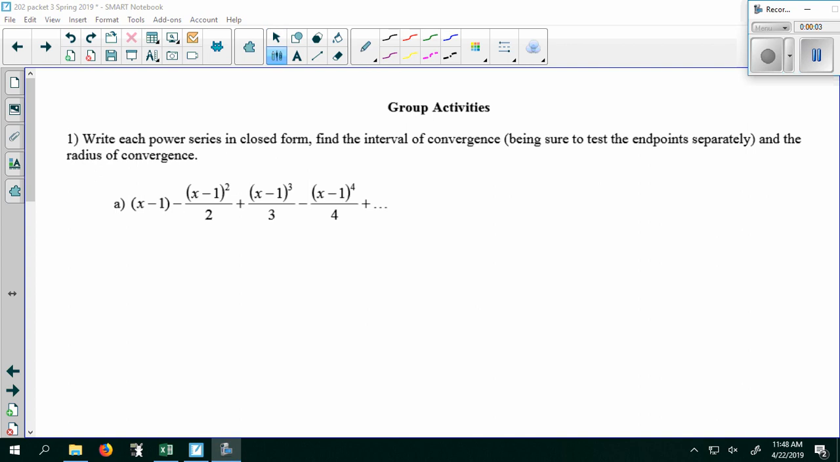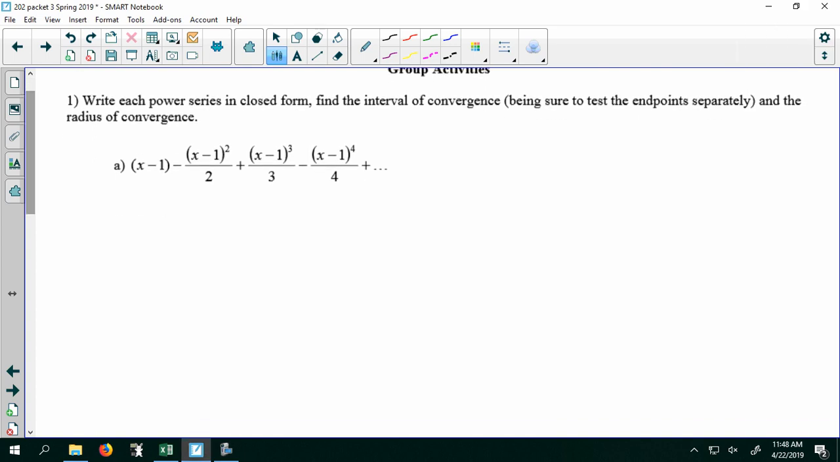Write each power series in closed form, meaning write it in sigma notation. Find the interval of convergence, being sure to test the endpoint separately, and then the radius of convergence. Okay, so closed form, sigma notation, I'm going to say take the sum.